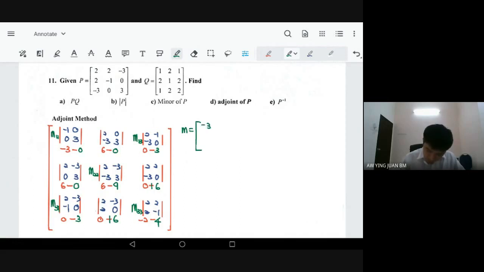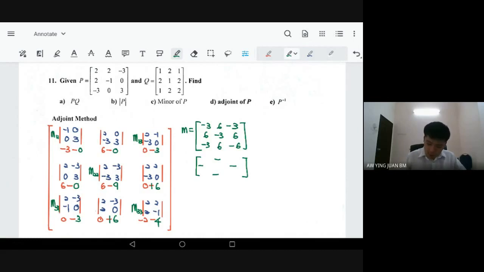Negative 3, 6, negative 3, 6, negative 3, and then we have 6, negative 3, 6, negative 6. So that is what we call the minor. Next is to find the cofactor. As we all know, in the cofactor, we have the formula. So do remember the sign pattern: negative for 1,2, then 2,1, then 3,2, and then 2,3.